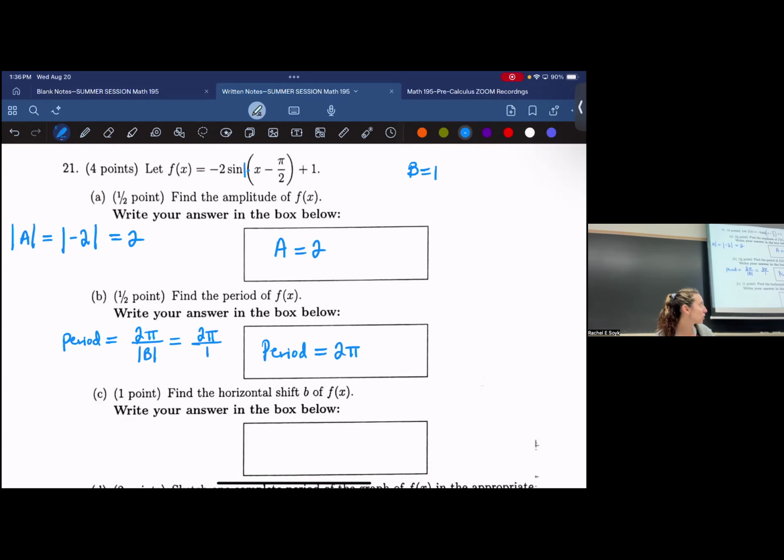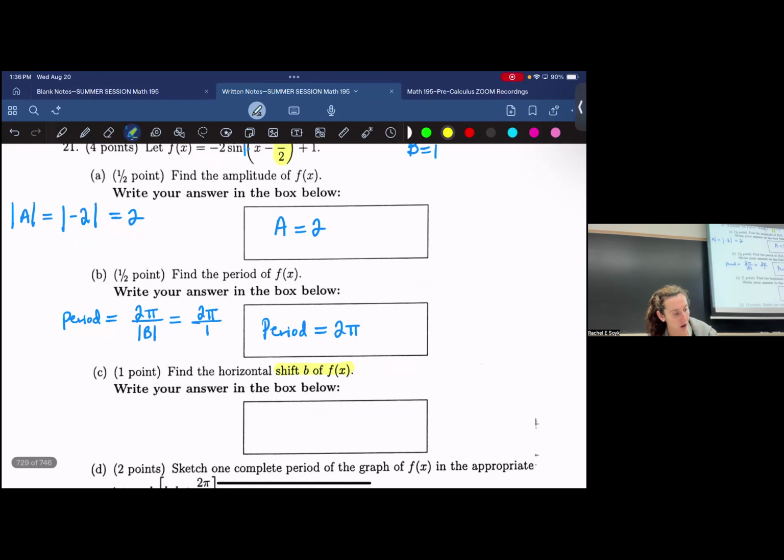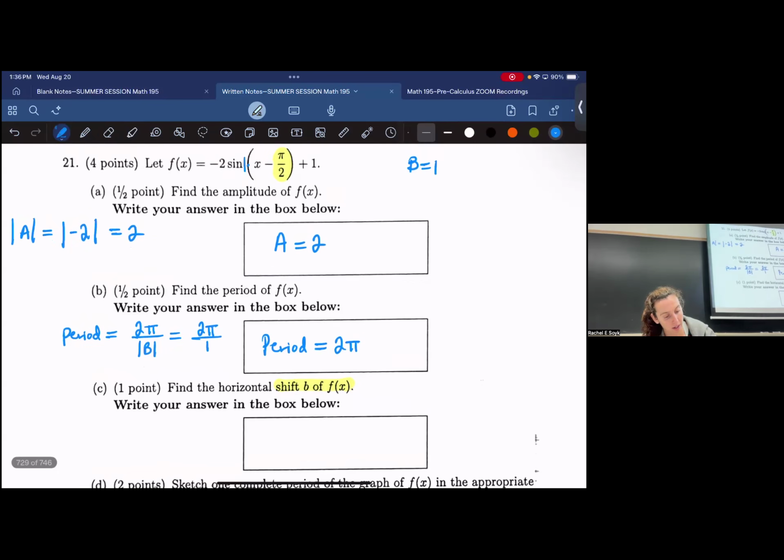The horizontal shift, this guy over here, tells us that we are shifting pi over 2 units to the left or to the right? Yes.